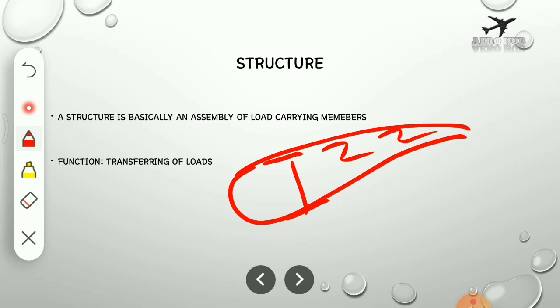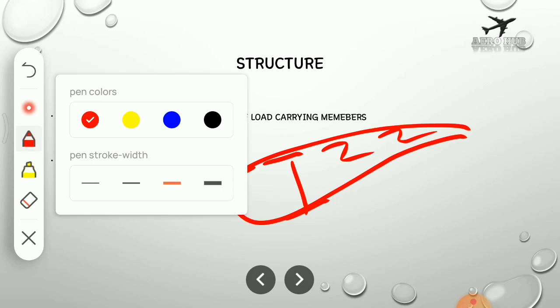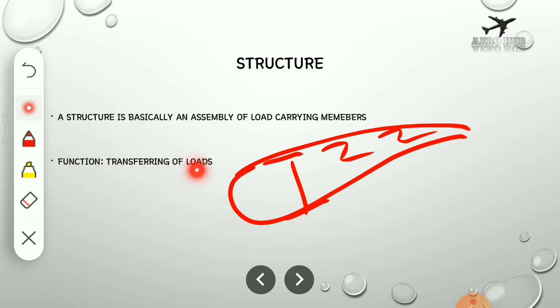As you can see in this slide, the main function of a structure is to transfer one kind of load to another structure in any other form. We will see an example of how the load is transferred in the wing in upcoming lectures, and this is very important for understanding the subject.